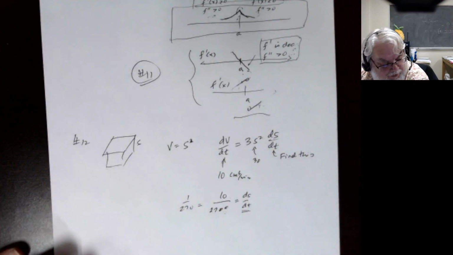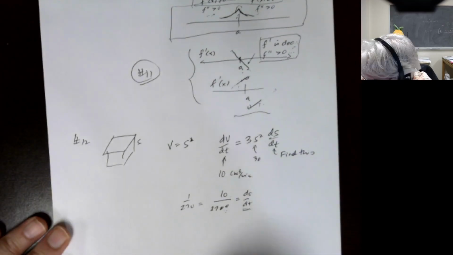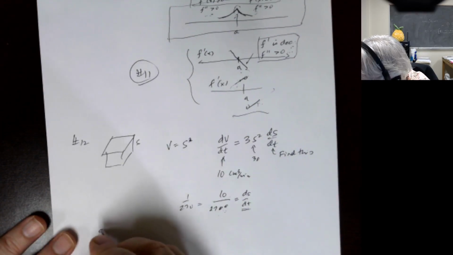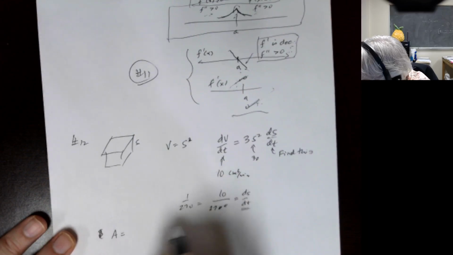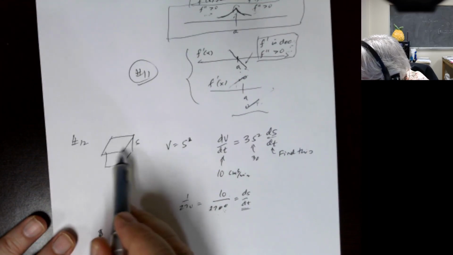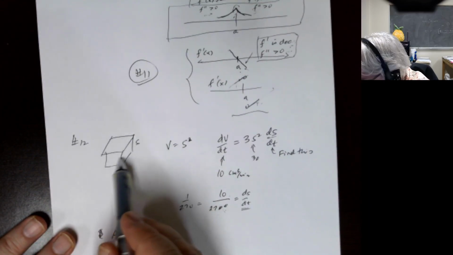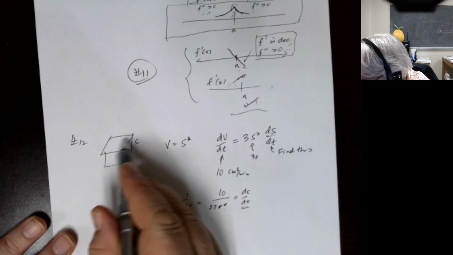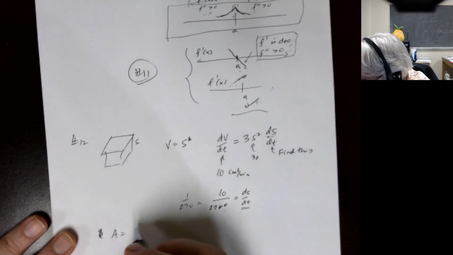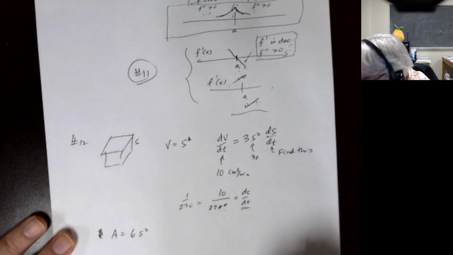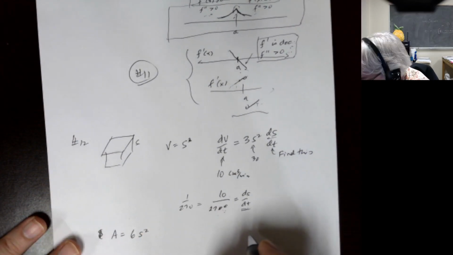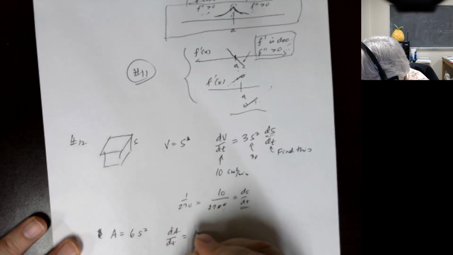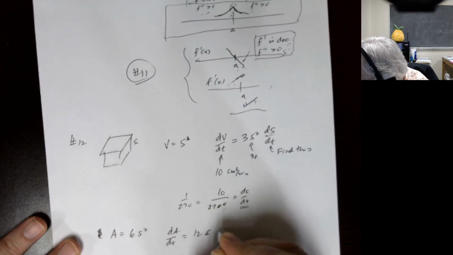The second part of the question asks about surface area. So our surface area, let's just call it A. How many sides are there to a cube? 4 sides, and then on top and the bottom gives us 6. So each area is s squared, so therefore we have 6s squared is going to be the surface area. And so dA over dt is going to be 12s ds over dt.